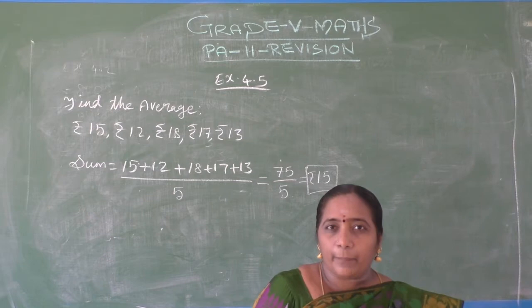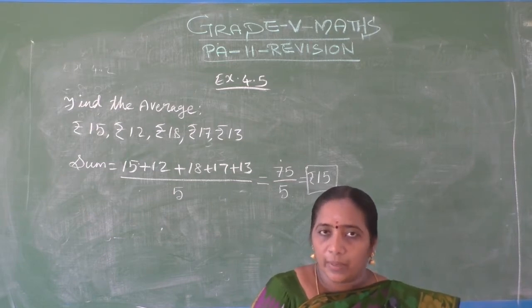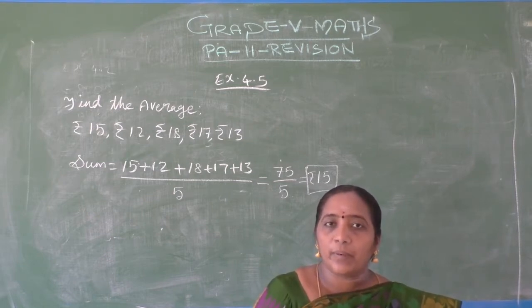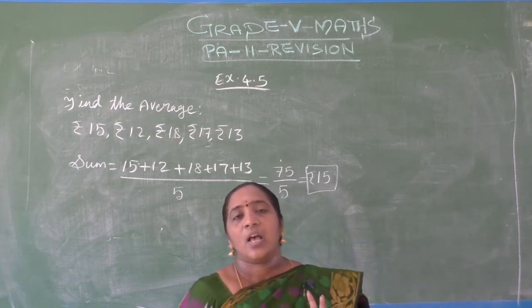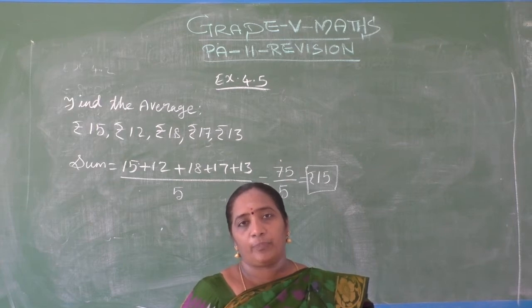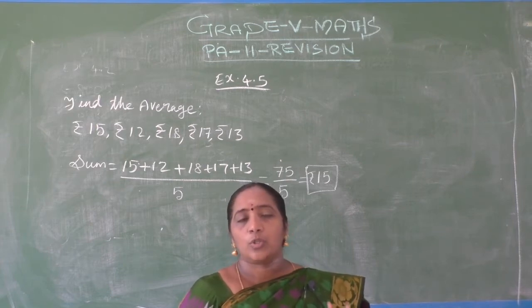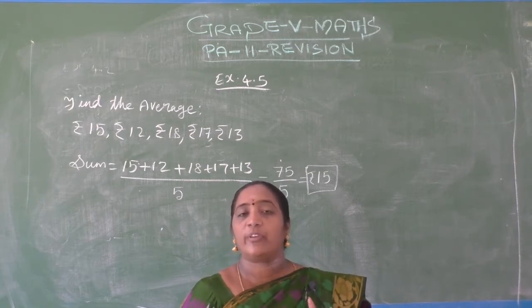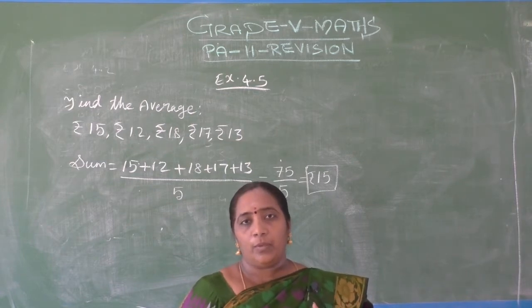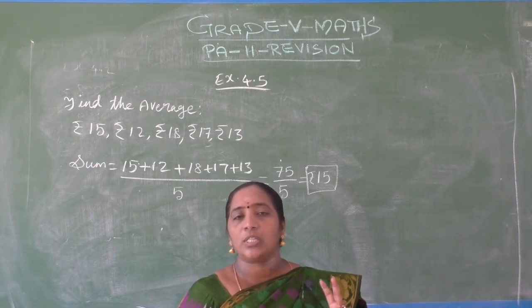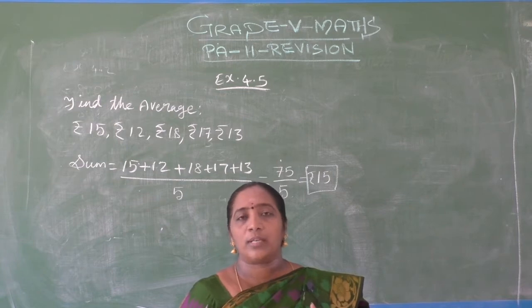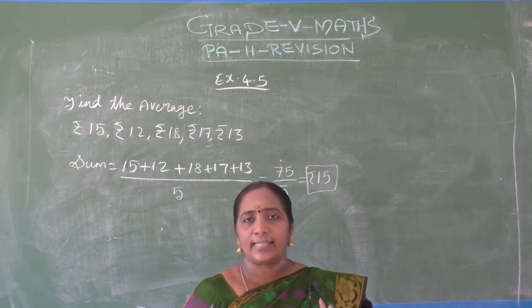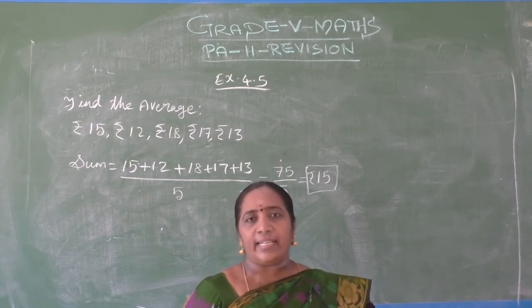Then what is meant by prime number? What is meant by composite number? Prime number means it has only 2 factors. What are the factors? 1 and the number itself. So if it has only 2 factors, we call it a prime number. Composite numbers have more than 2 factors. That means a minimum of 3 factors it has.